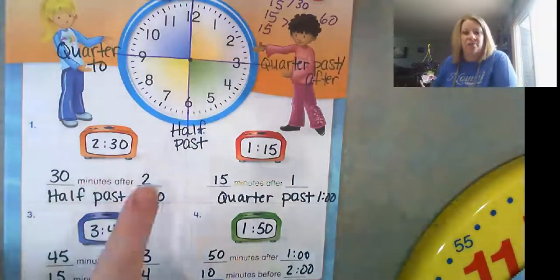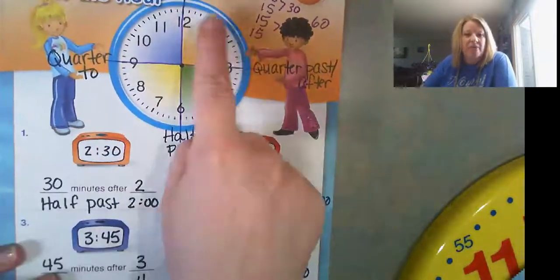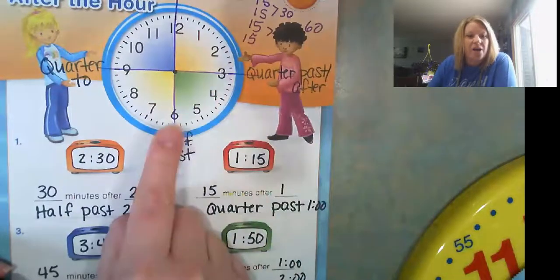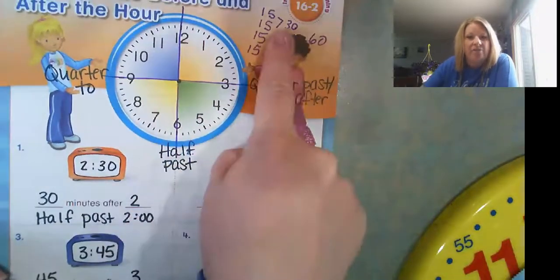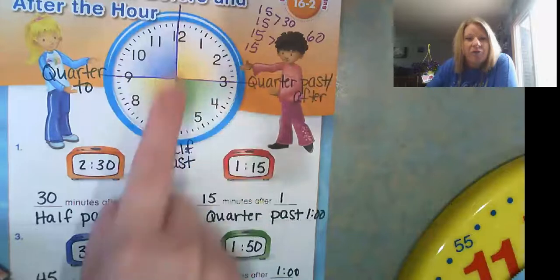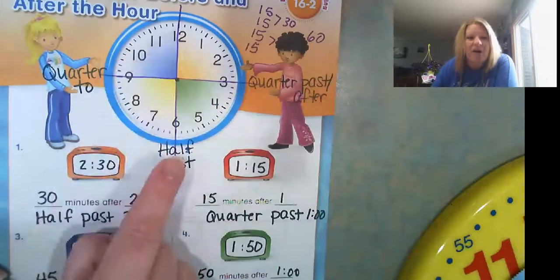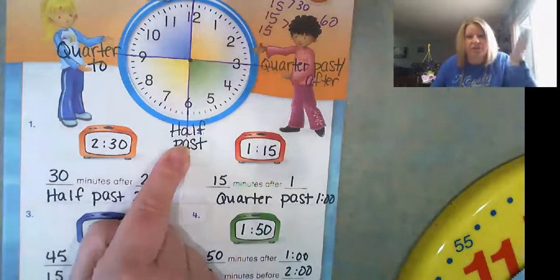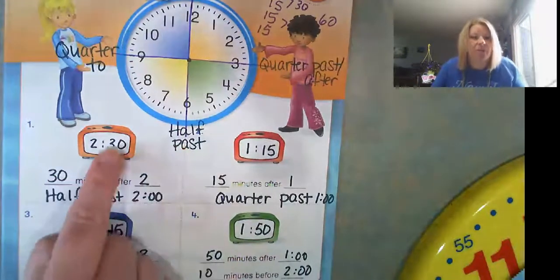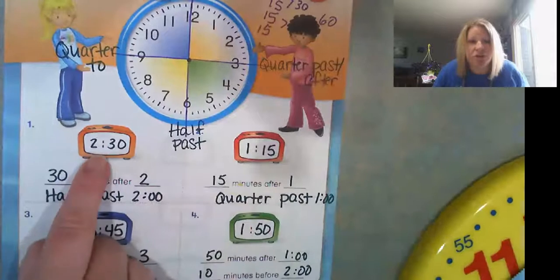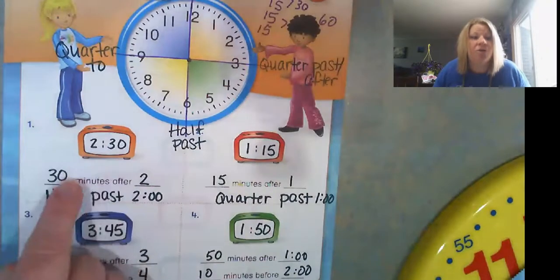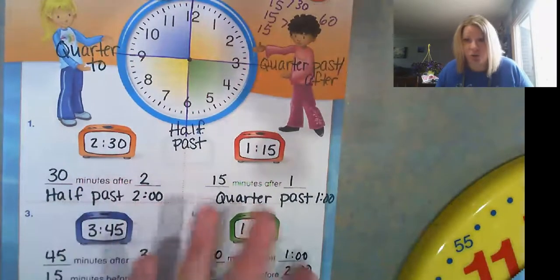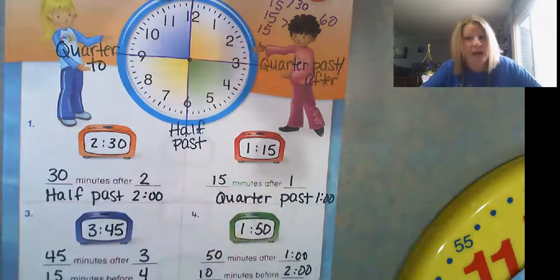So now if we look at here, if I have my 15 and my 15, I'm at 30 minutes, right? 15 and 15 make 30. I'm halfway through my hour, so it's half past the hour if it's 30 minutes into the hour. So look at many ways to say it. 2:30, 30 minutes after 2, or half past 2.